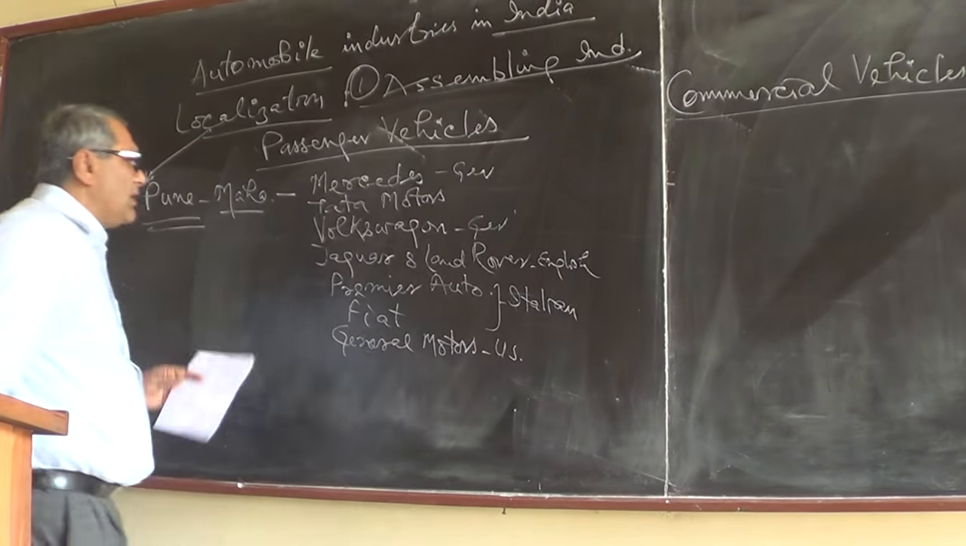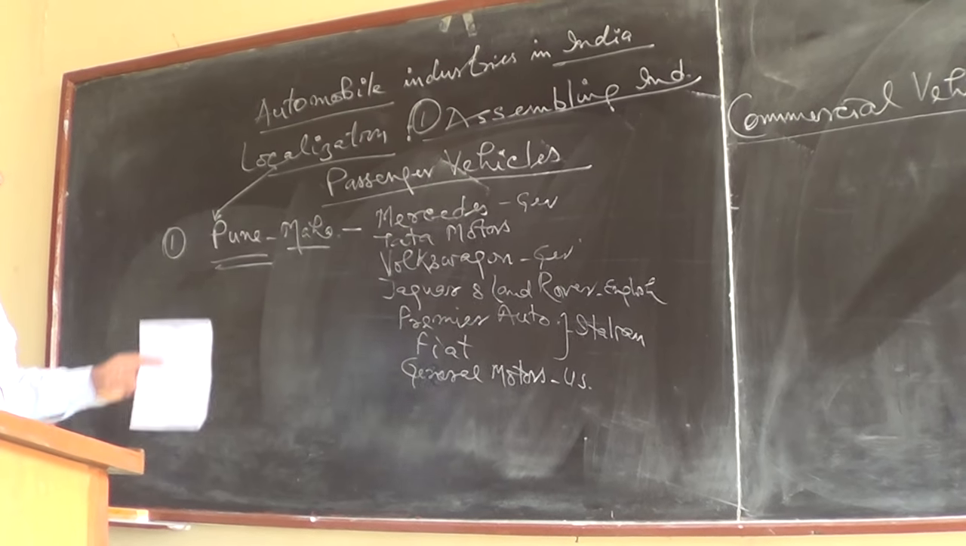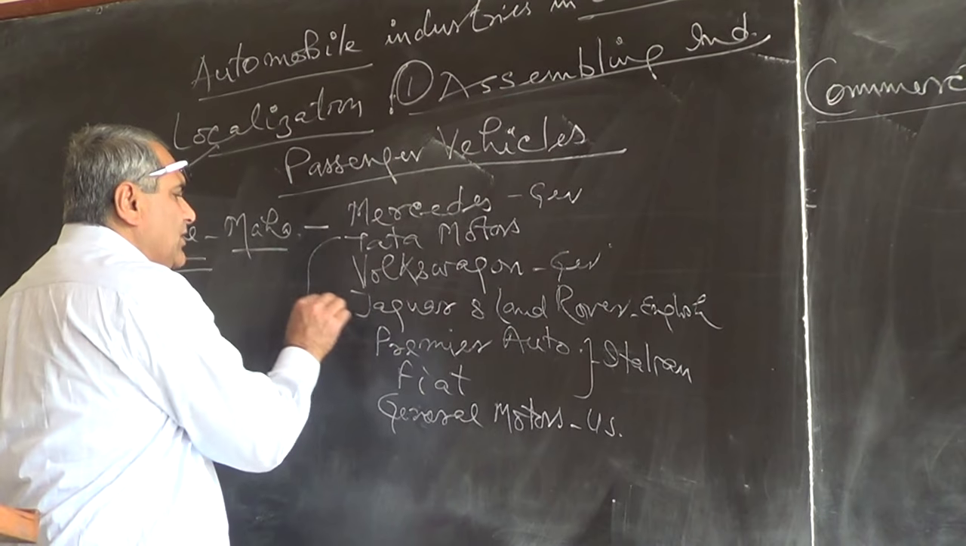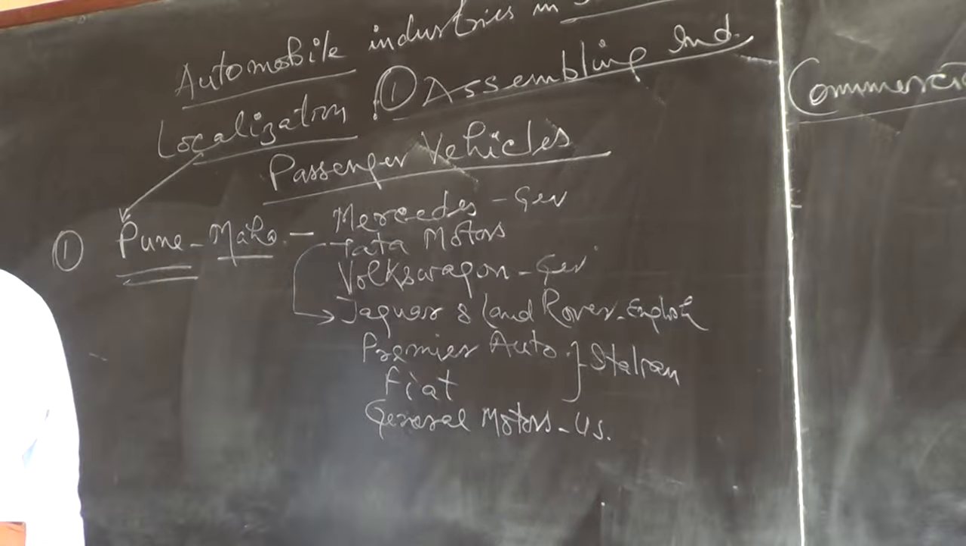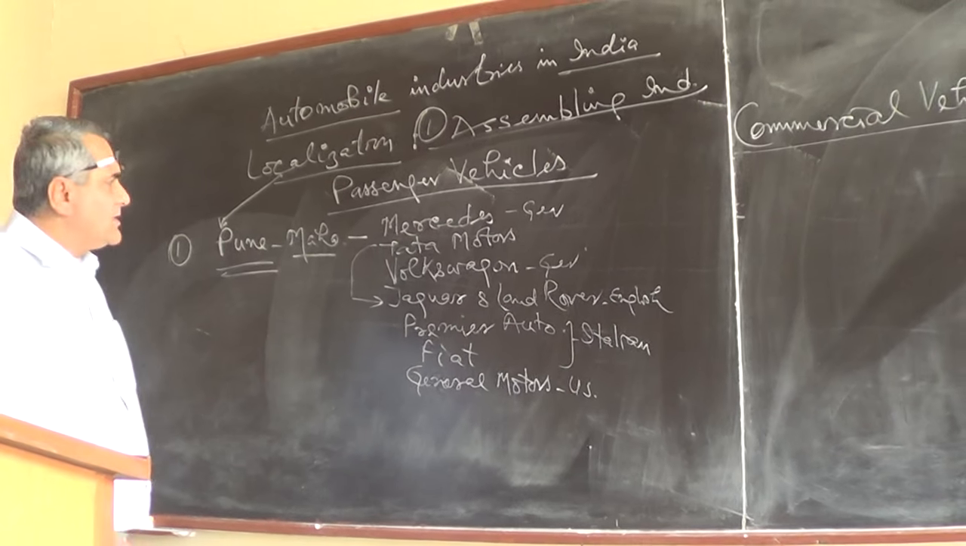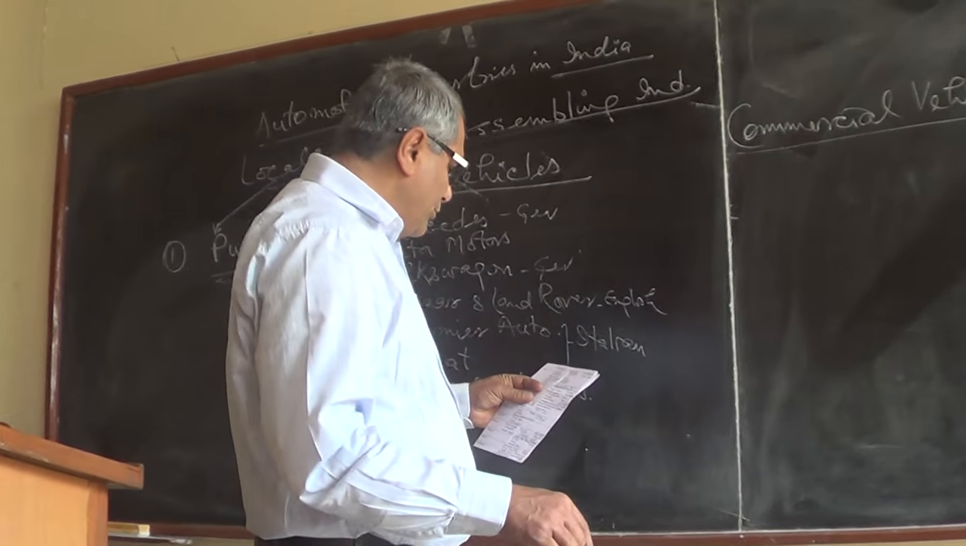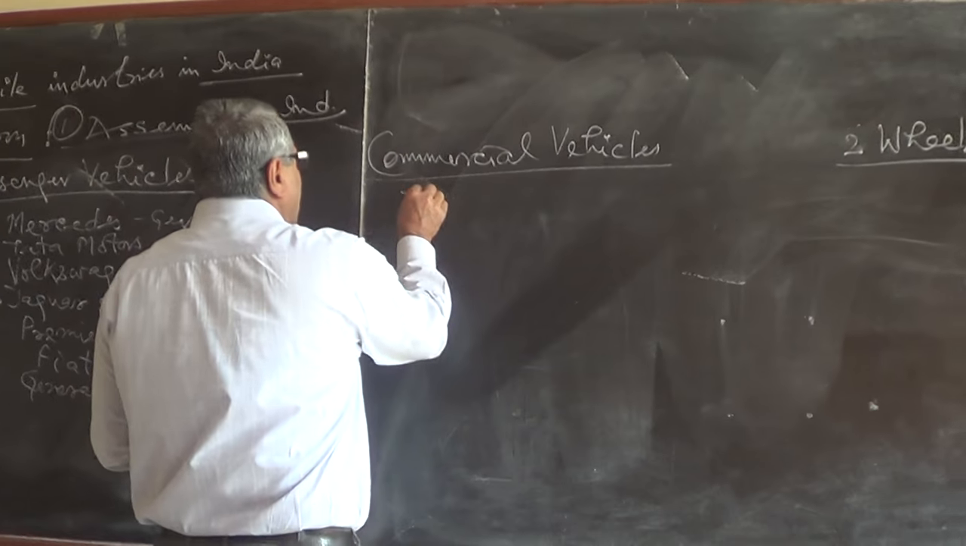So all these are multinational companies. Jaguar is taken over by Tata nowadays, though originally it was an English company. So they are located there. See the commercial vehicles. In Pune, you have again the Tata Motors.